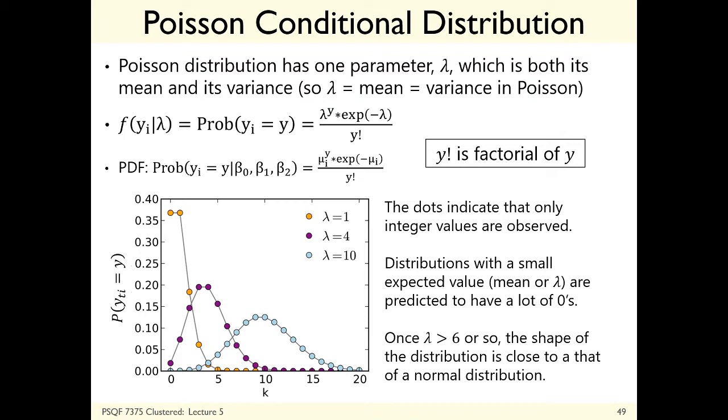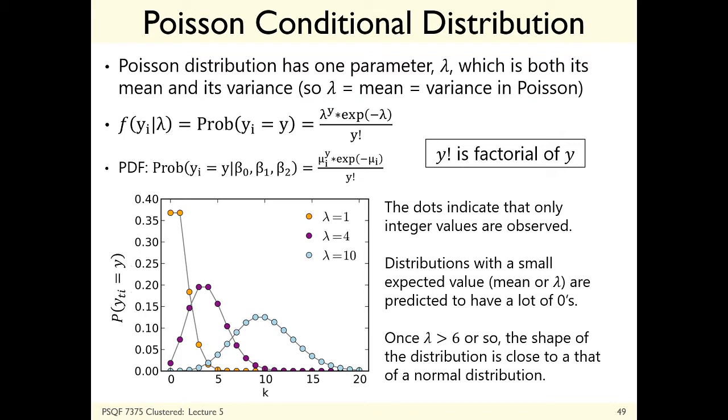The Poisson distribution has a unique feature in that its mean and its variance are tied together. So in binary data, the variance is a function of the mean. It's the probability of a 1 times the probability of a 0. In count data, the Poisson says the mean and the variance are the same number, and it's given by this parameter that's known as lambda.